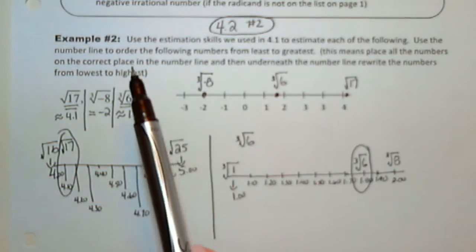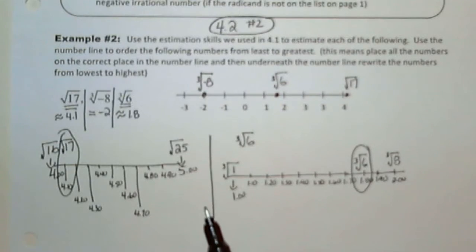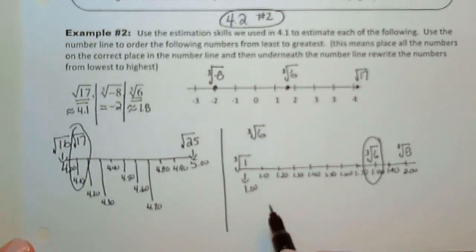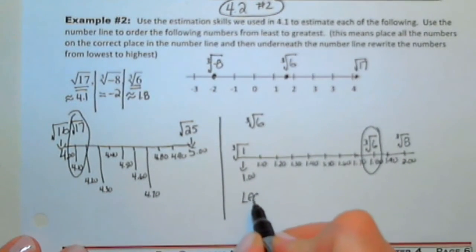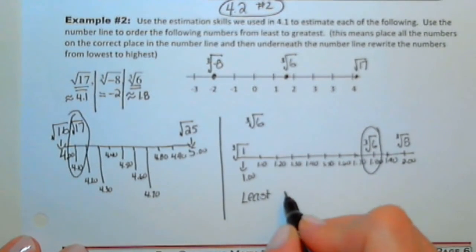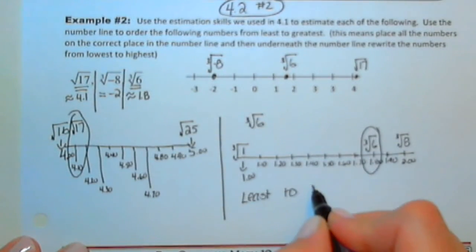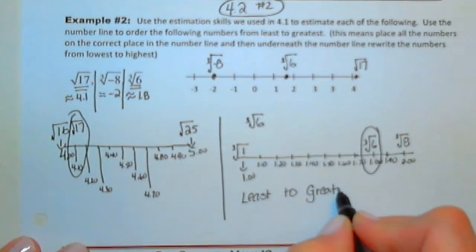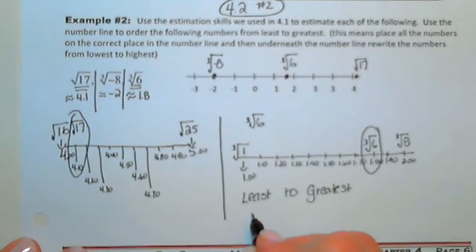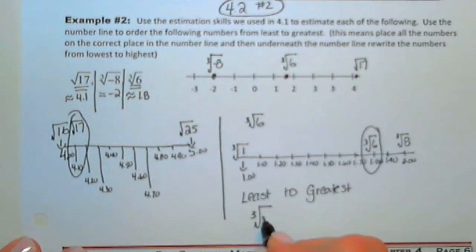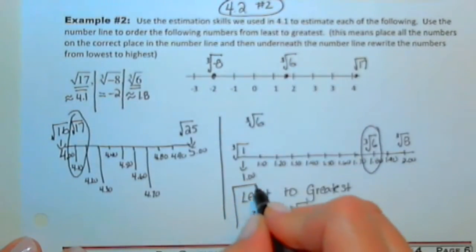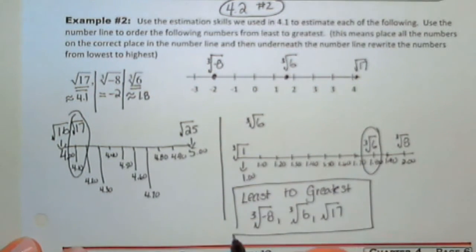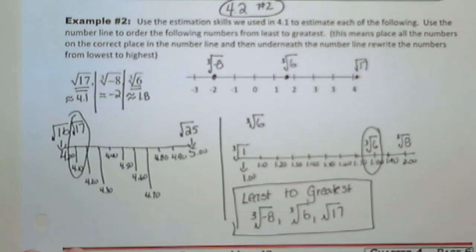Now the question says, use this number line to list the numbers from least to greatest. And that's actually the answer that I'm looking for. So down here, I'm going to indicate that my list is from least to greatest. And my smallest is the cube root of -8, followed by the cube root of 6, followed by the square root of 17. And right down here is the answer that the question is actually asking for.